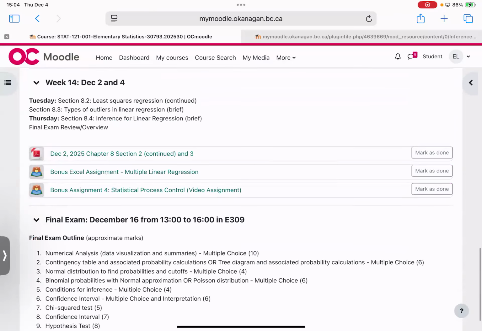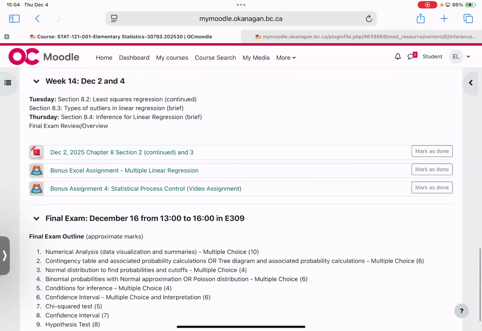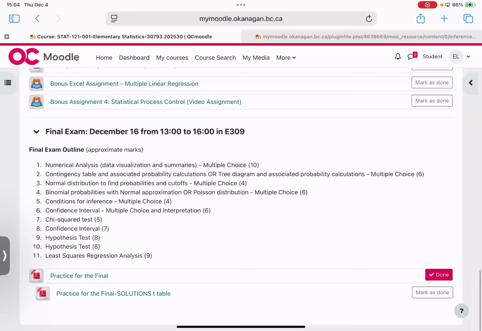Now, let's see here. We are going to do section 8.4, which is for our bonus question on the final exam, as promised. But before that, what I want to do is talk you through this final exam outline.